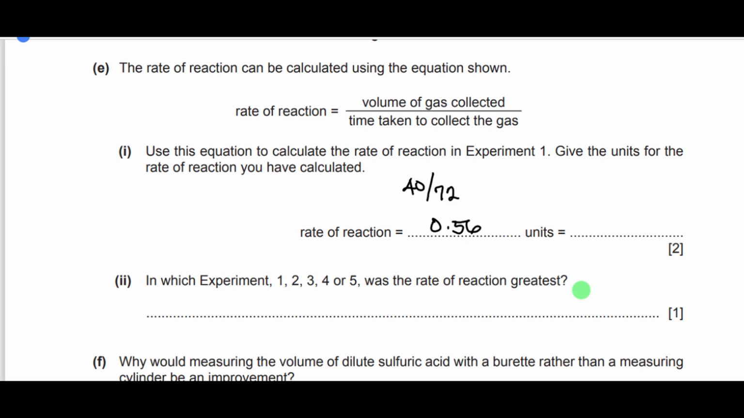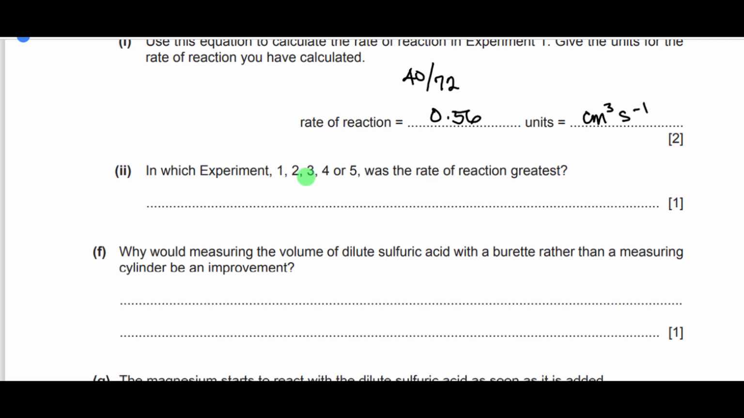The volume of gas collected is what? Cm cube, while the time taken to collect the gas is in what? Seconds. So the unit is in what? Cm cube per second. And you get your cheap 2 marks.